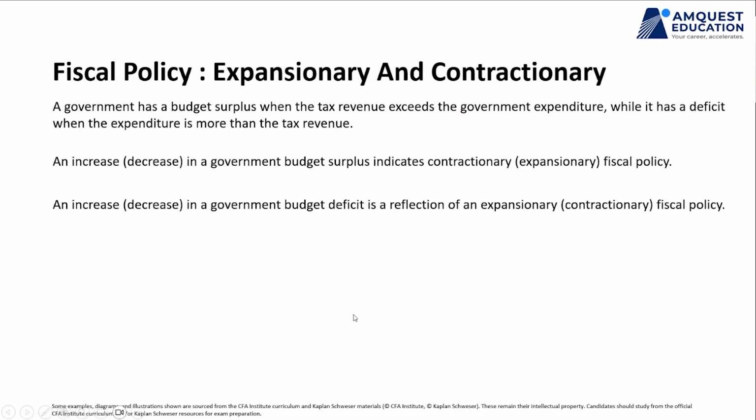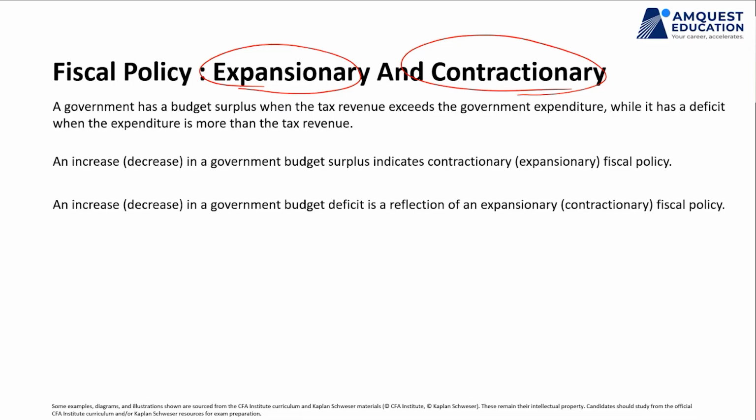Clear? Now, a fiscal policy, this is a very important theory. A fiscal policy might be either expansionary or contractionary. What's the meaning of this? When I say expansionary, it means expand. It means that the economy is going up. Now, when does expansionary work?